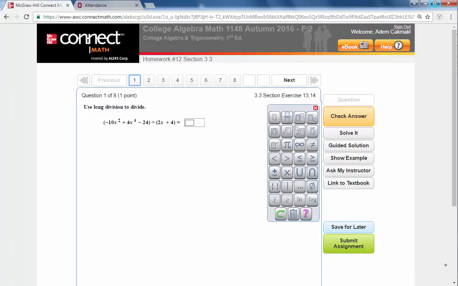Alright, somebody read me the answer, please. 2x cubed minus 4x squared plus 3x minus 6. Okay.